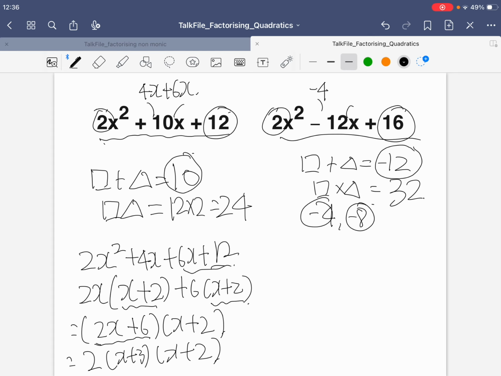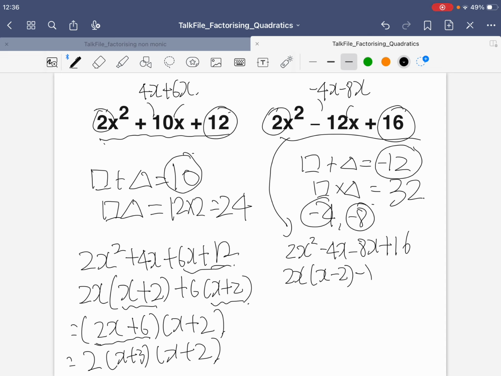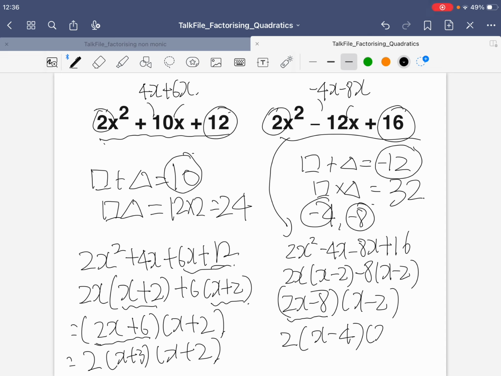And minus 4x minus 8x. So you're gonna write this expression like this: 2x squared minus 4x minus 8x plus 16. So common factor: 2x(x minus 2) minus 8(x minus 2)... that's how you get 2x minus 4 and x minus 2. But also one more step: 2 is a common factor, so 2 times (x minus 2) squared. Yeah.